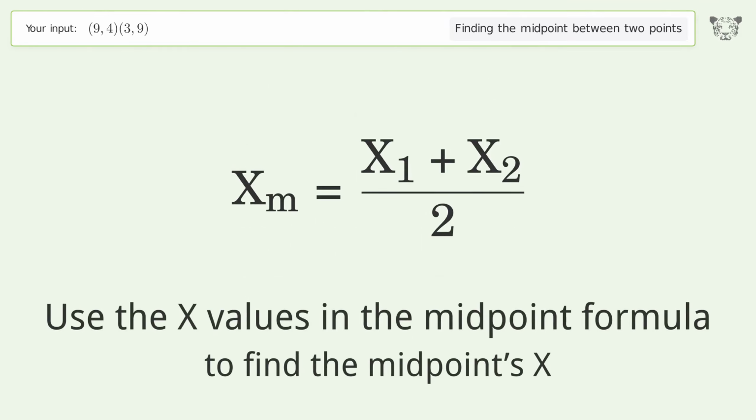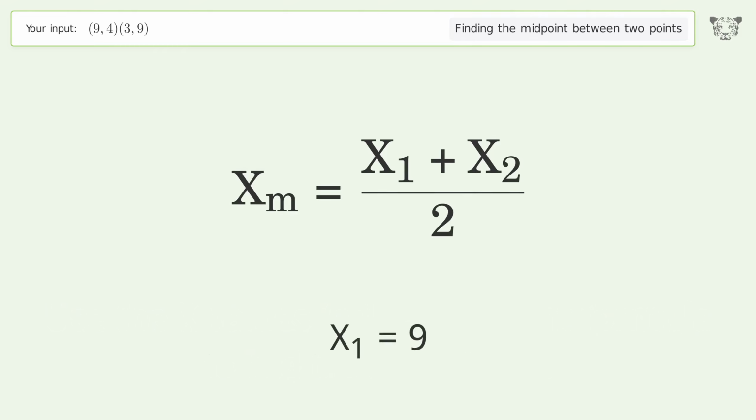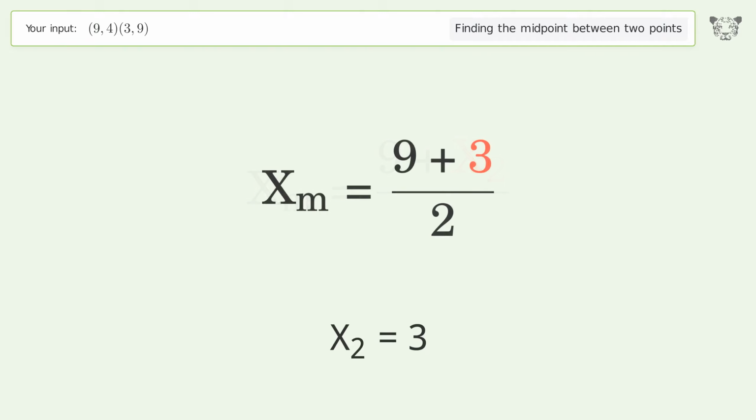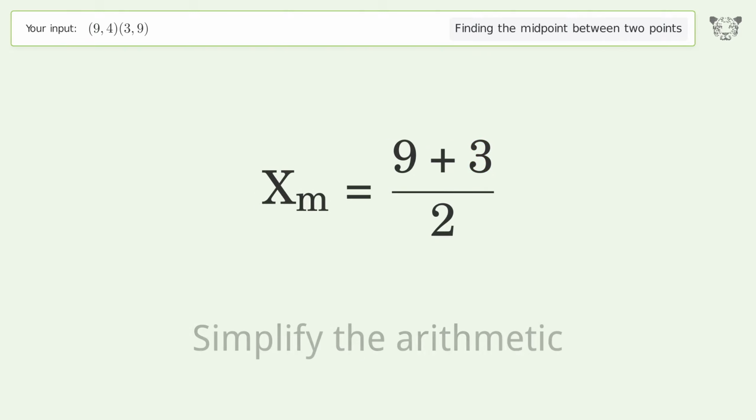Use the x values in the midpoint formula to find the midpoint's x. x1 equals 9. x2 equals 3. Simplify the arithmetic.